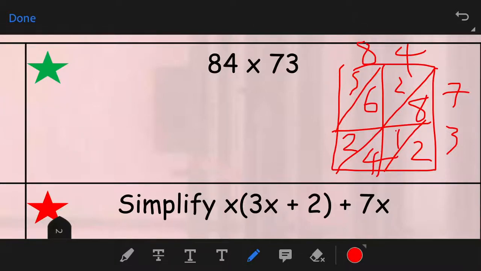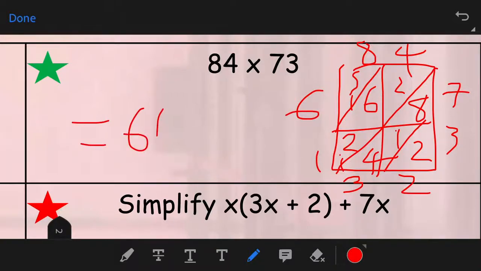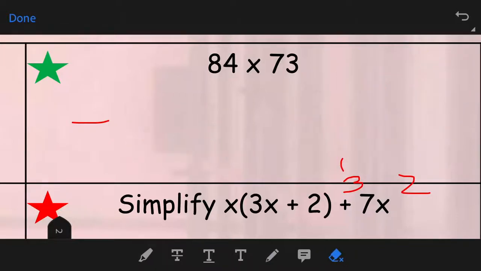Now all you've got to do from here is add up your slides. So I got 2 in the first one. I got an 8, a 4, and a 1, which is 13. I got 1, a 2, a 6, and a 2, which is 11. And 5 plus 1, which is 6. So my answer is 6,132. Next one.